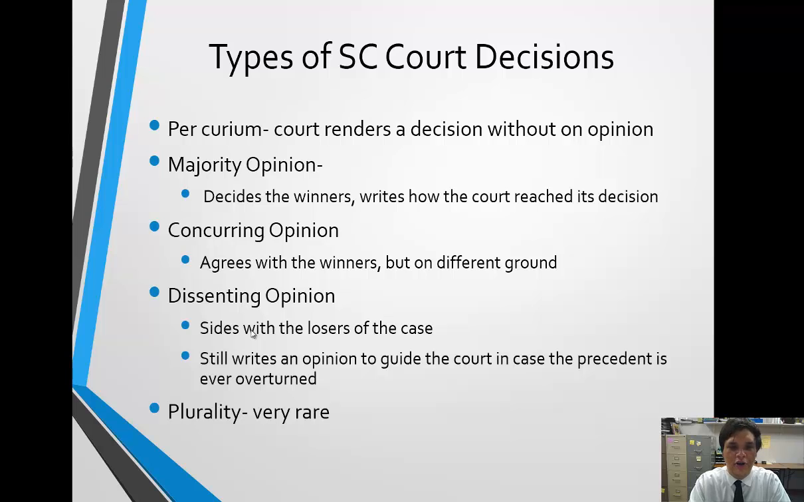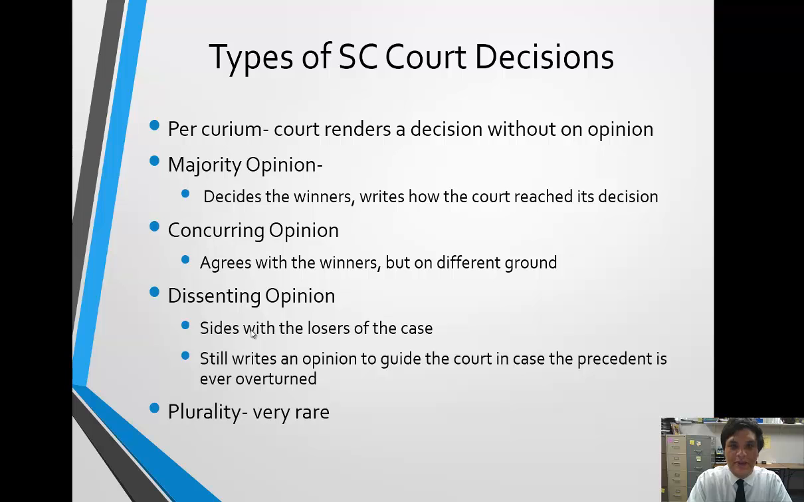So per curiam means that the court renders a decision without an opinion. And so that would actually be an example of when the Supreme Court says this is unconstitutional, this is constitutional, this is legal, this is illegal, but they don't actually offer an opinion. This is actually very rare as well. The court usually likes to provide reasoning for the reason why it decided something, and so that's where you get these opinions. You have the majority opinion.